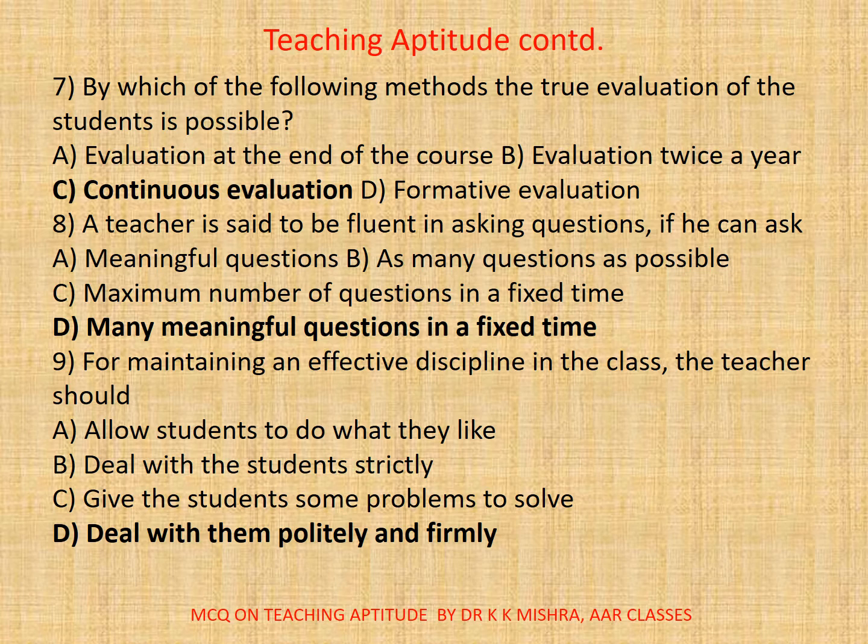9. For maintaining an effective discipline in the class, the teacher should A. Allow students to do what they like. B. Deal with the students strictly. C. Give the students some problems to solve. Or D. Deal with them politely and firmly. The correct option is D. Deal with them politely and firmly.